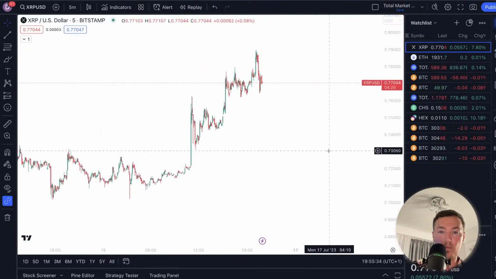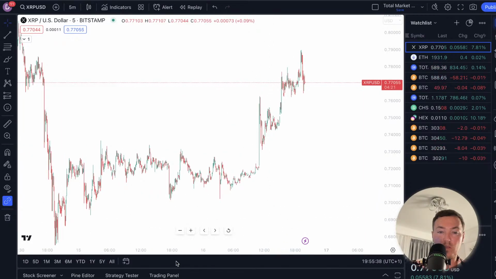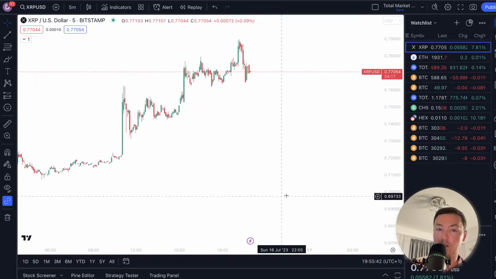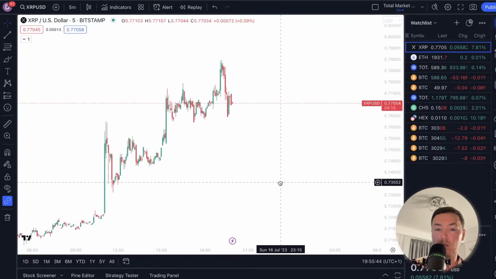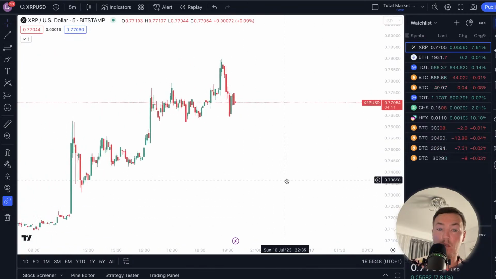So this is a 5-minute chart for XRP. Every candle you see indicates 5 minutes.